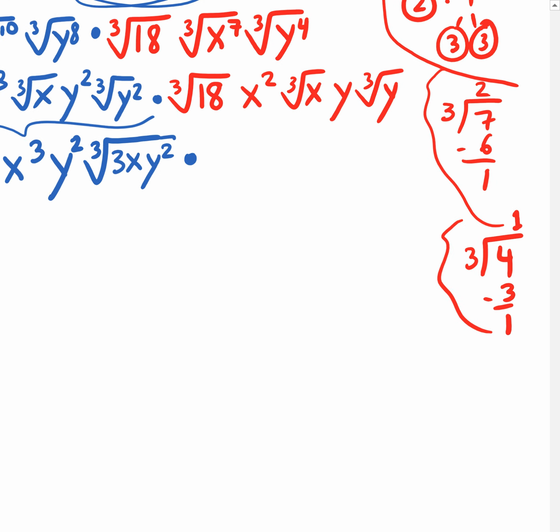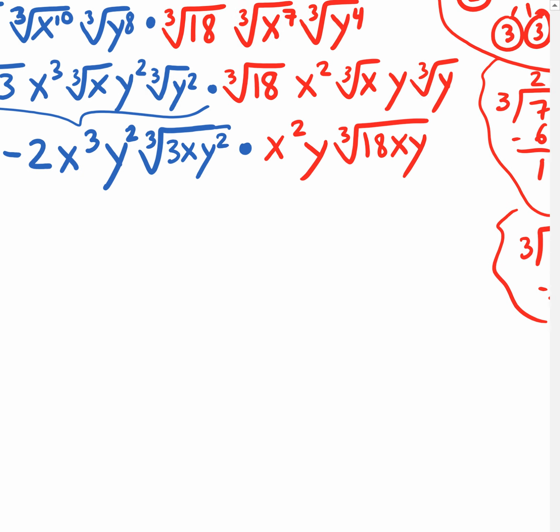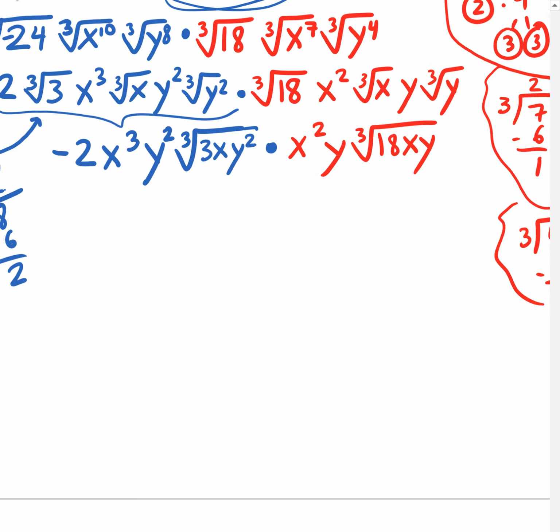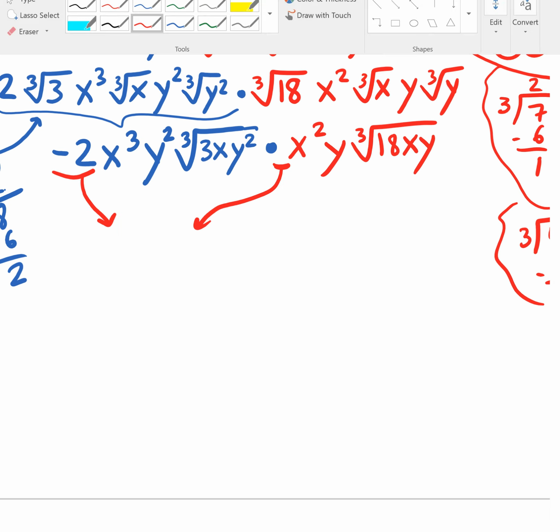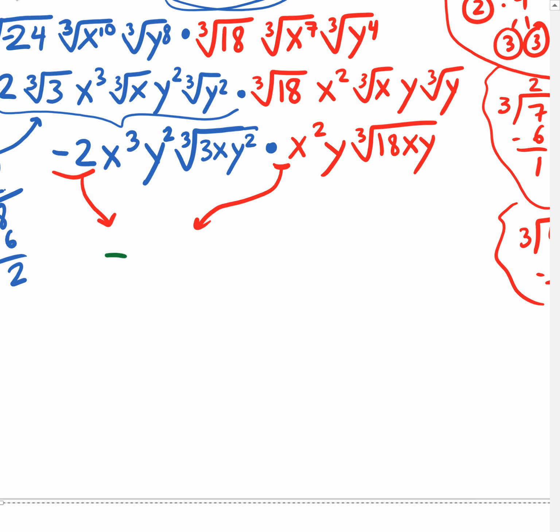Alright, let me gather everything that was outside the root. The only thing that got to escape from the root was the x squared and y. But the stuff that had to remain was 18, x, and y. Okay, now we'll multiply these guys together. It's like you're multiplying like terms, sort of. So the negative 2 out front, there's no number out front to multiply him by. So he'll stay the same. Negative 2 times 1. It'll just be negative 2.